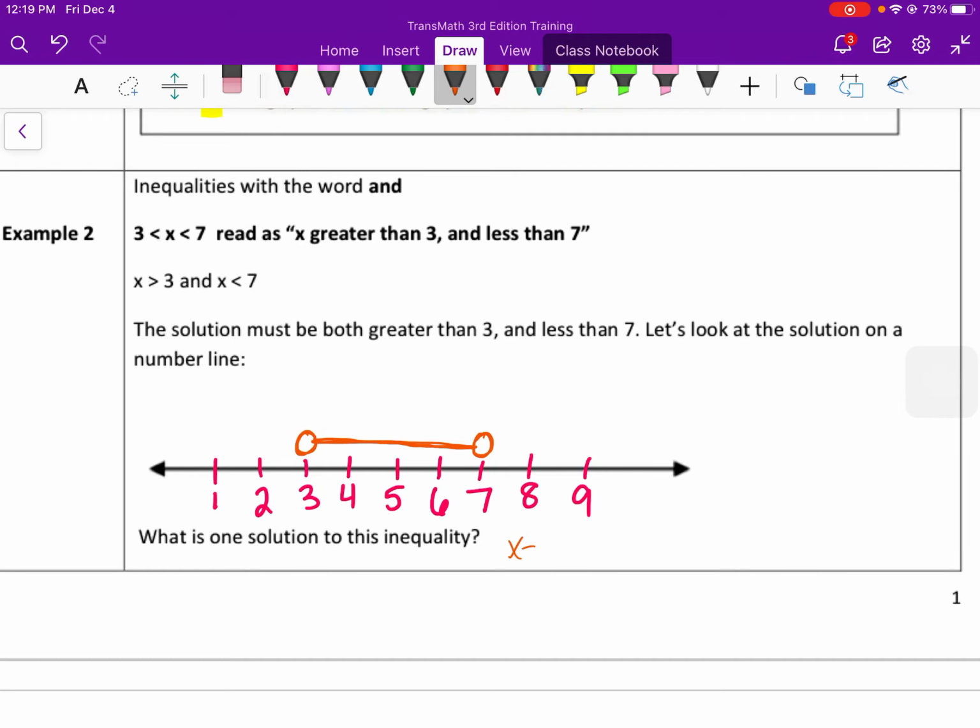What is one solution to the inequality? x equals 5 could be a solution. But you could have 3.5, 6.9, any x value. All the x values between those 2 points would be solutions to that inequality, but not including 3 and 7. So we have the open circles.